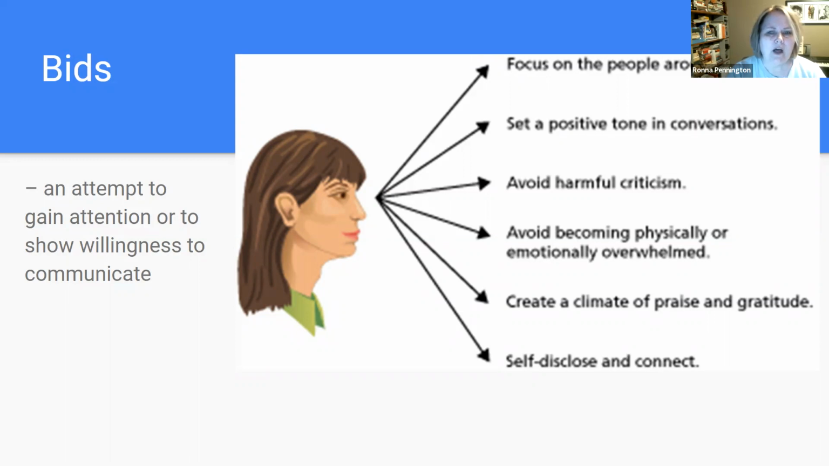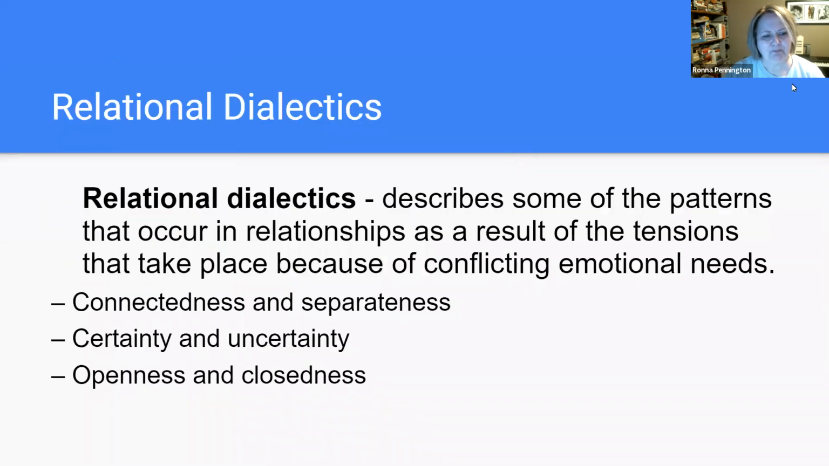Also, create a climate of praise and gratitude. People are more willing to open up and to approach you if you seem approachable. And there is nothing more approachable than praise and gratitude. Harmful criticism would be just the opposite of that. You're closing people off with that. Also, self-disclose and connect with people. And we'll talk about self-disclosure in a minute.